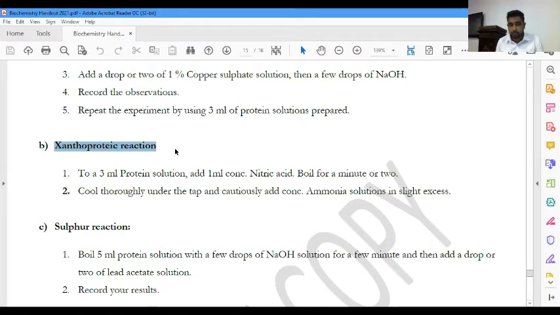Xanthoproteic reaction or xanthoproteic test. Okay, only proteins having amino acids that contain aromatic groups will give positive results for xanthoproteic reaction. Okay, so I went through your theory notes, and Dr. Madhubhashini has given you examples for amino acids containing aromatic groups as well as aliphatic groups. So I'm not going to ask about aliphatic ones. Tell me what are the amino acids containing aromatic groups.